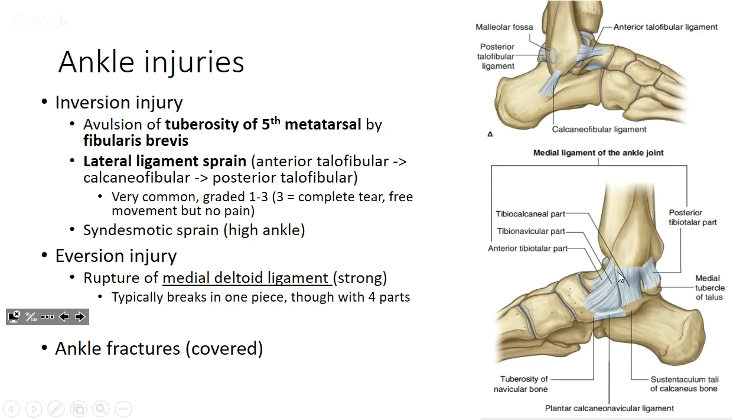eversion injuries wise, that's the medial deltoid ligament, and it's very strong. It's got 4 different parts, and typically when you have sprains of that, it breaks in one piece. But it's very rarely damaged.